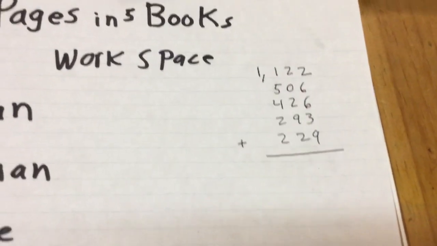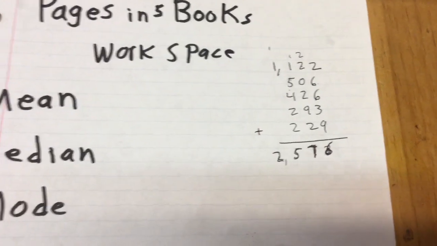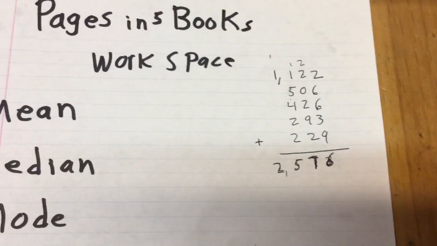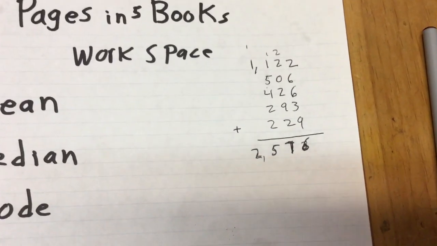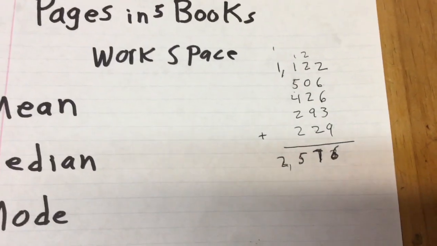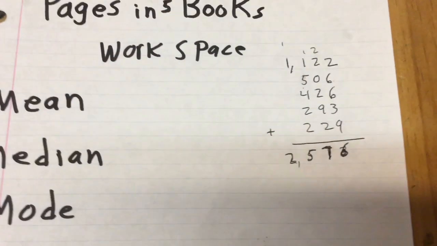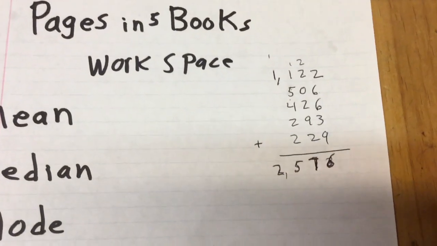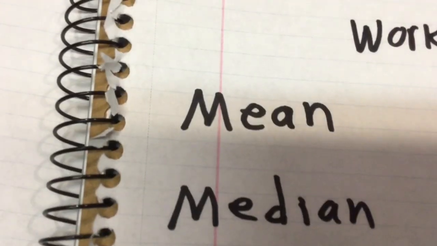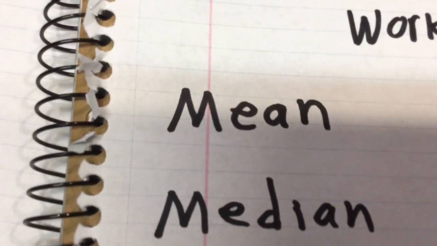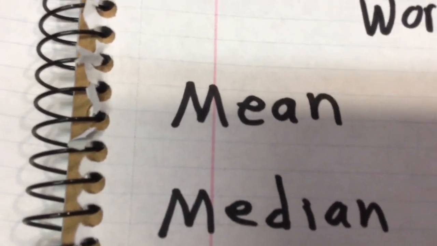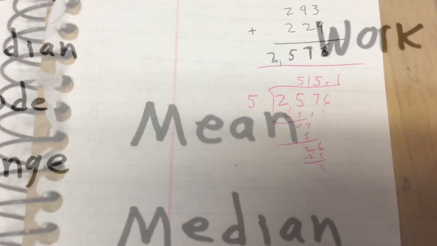First things first, add up your numbers. Okay, there's the sum of all my numbers. All my pages in all these 5 books, the total is 2,576. If you want to use a calculator at home, that is just fine for any of this, okay? But just double check your work. So anyway, my first number is 2,576. So to find the mean, I take that number and I divide by the amount of things. Well, I have 5 books, so I'm going to divide that by 5.